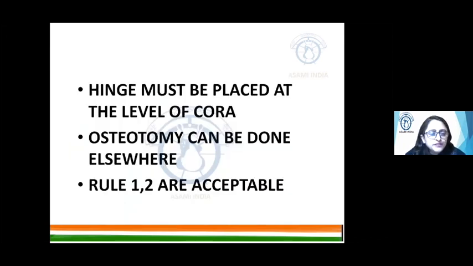So the take home message is that the hinge must be placed at the level of CORA, and osteotomy can be done somewhere else also. So osteotomy rule 1 and 2 are acceptable.